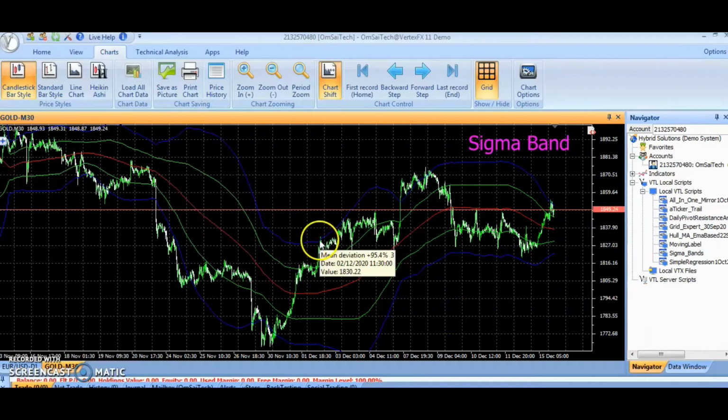Finally, we draw a blue line above and below the center line at a distance of 2 standard deviations from the center line. The area between these 2 lines form the 2 standard deviation band. Theoretically, the close price will reside within this band 95.4% of the time.